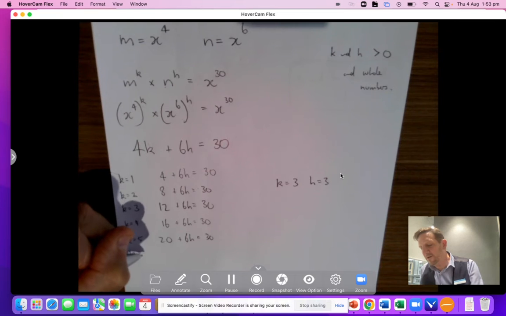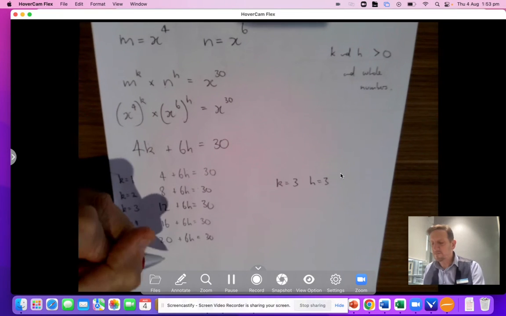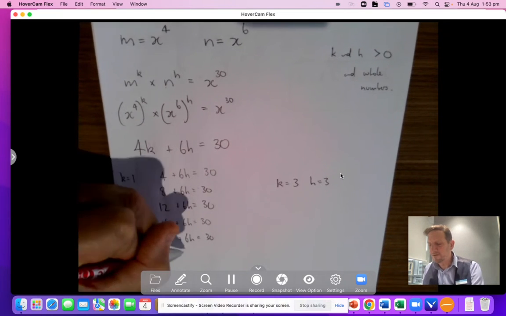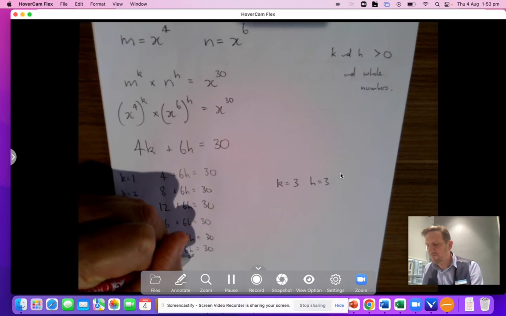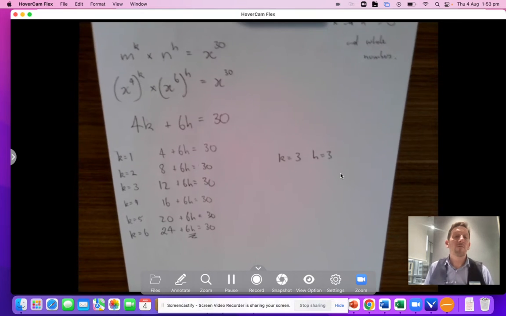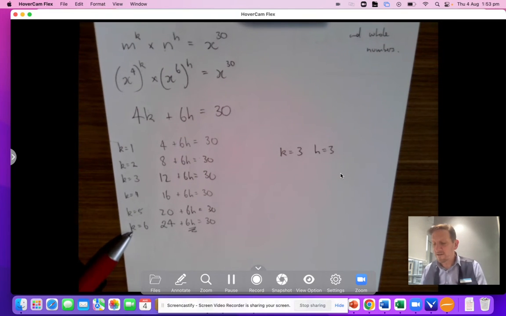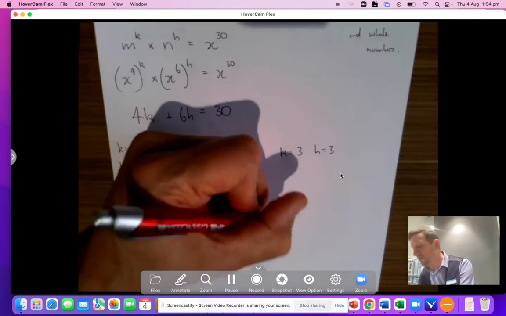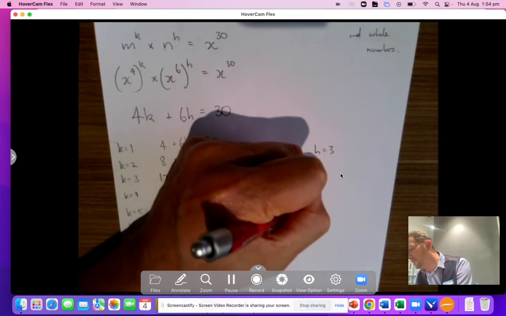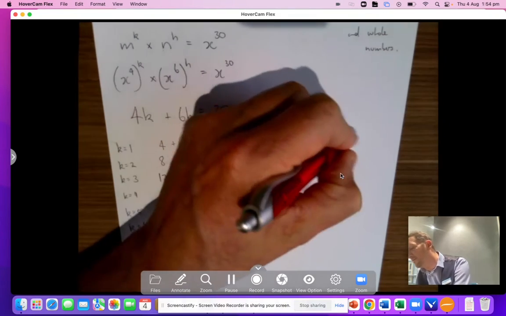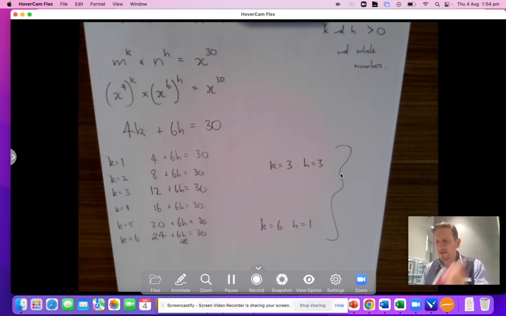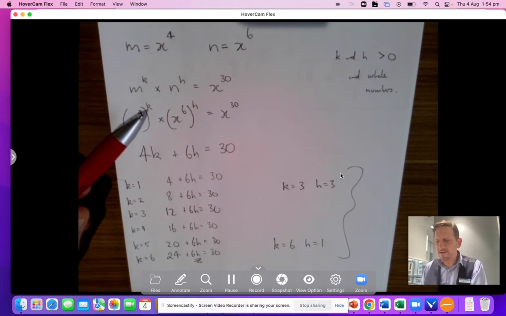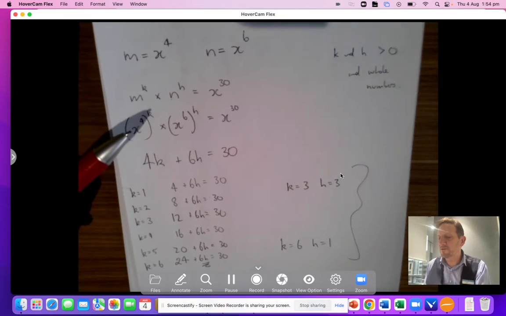What about when k equals 6? So what we get is 24 plus 6h equals 30. I hope you can see that one of these answers is going to be k equals 6, h equals 1. So k equals 6, h equals 1. Really nice question. We did lots and lots of algebra. It was quite hard to get started with lots and lots happening.